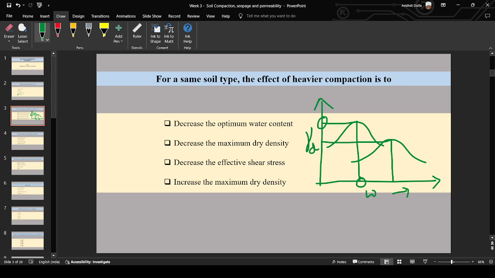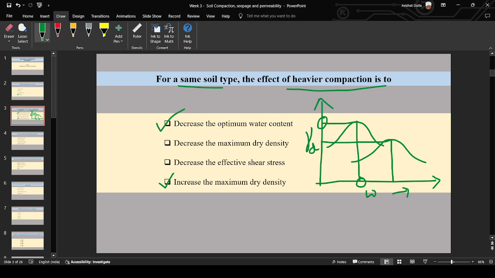So what's happening? Because of heavier compaction, the optimum moisture content is decreasing. In the same soil, with an increase in the compactive energy, the optimum moisture content is decreasing. So first, this is the correct option: decrease the optimum water content. The second point is that there is an increase in the maximum dry density from this point to this point. So two answers are correct: decrease the optimum moisture content and increase the maximum dry density.